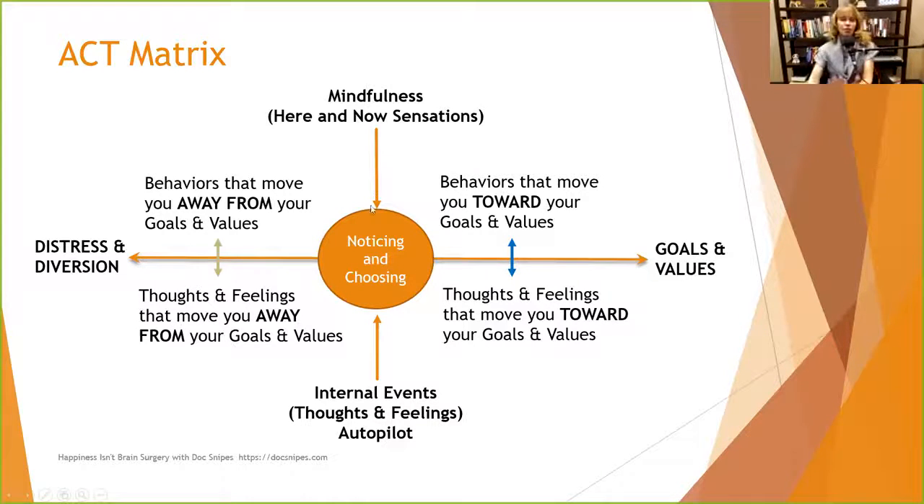So again, when we're looking at the matrix, behaviors that move you toward your goals and values reciprocally interact with your thoughts and feelings that move you toward your goals and values. So if you're doing things that move you toward your goals and values, you're probably going to have some feelings of positivity and motivation and momentum. And feelings of positivity and courage and determination are going to keep you doing those behaviors that move you towards your goals and values. So let's keep this cycle going.